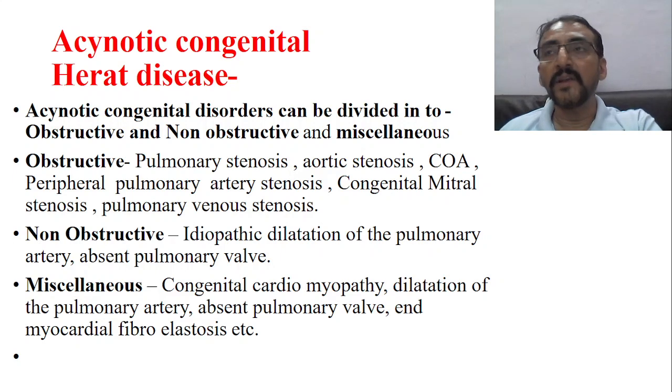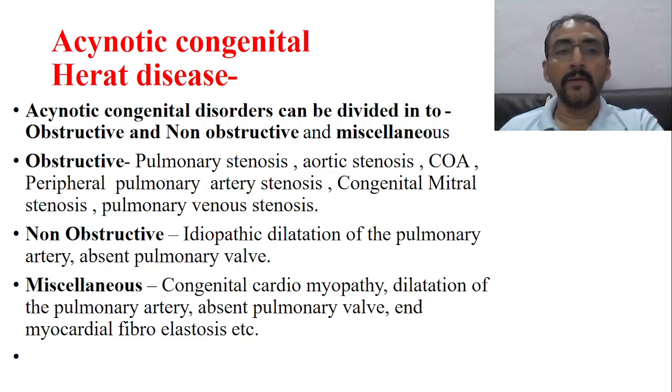There should not be any cyanosis. That means purified blood is mixing with the impure blood. So what are the obstructive causes? Acyanotic heart disorders may be there in case of pulmonary stenosis, aortic stenosis, coarctation of the aorta, peripheral pulmonary artery stenosis, congenital mitral stenosis, and pulmonary venous stenosis.